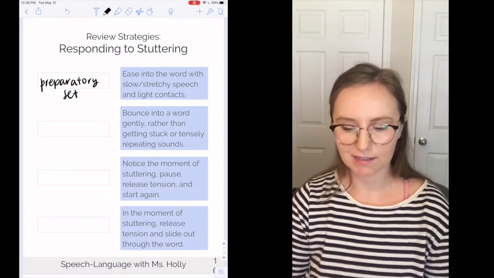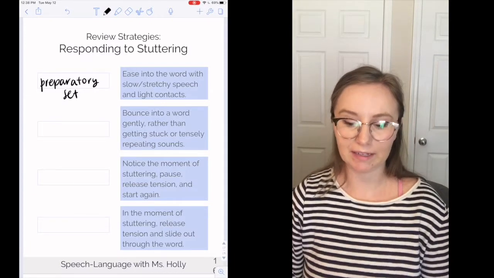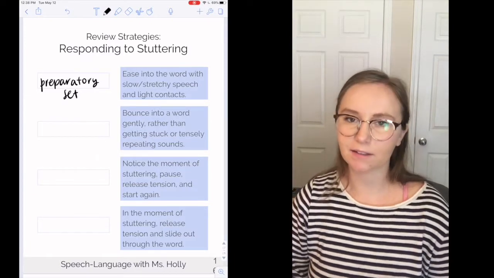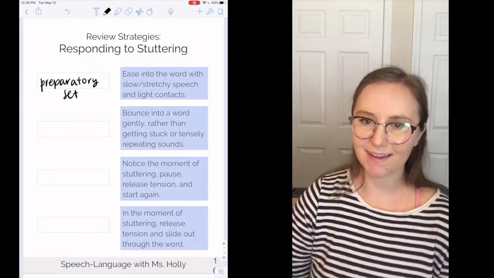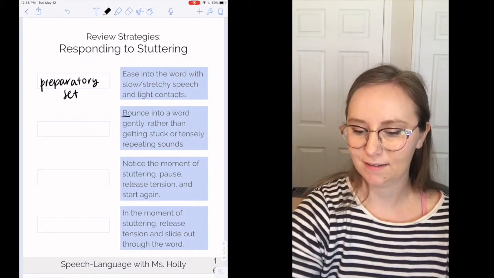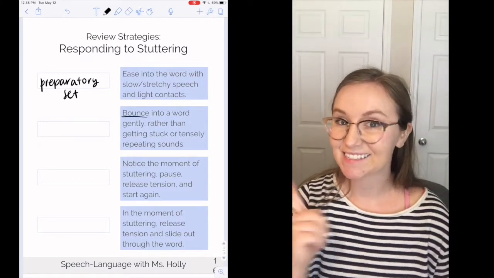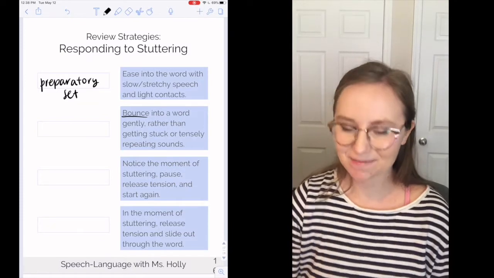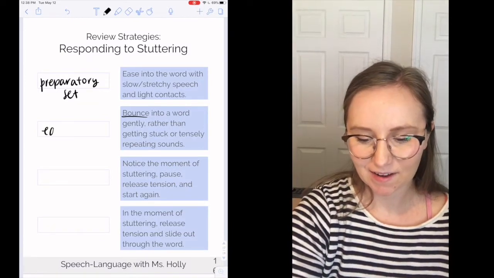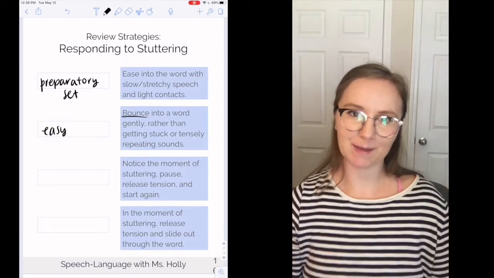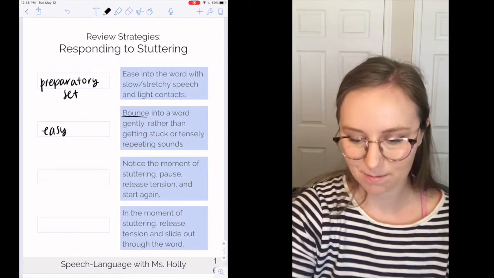This next strategy is where you bounce into a word gently rather than getting stuck or tensely repeating sounds. I'll give you a clue. This is the easy bounce. I like to call it the easy bounce because the strategy is in the name.